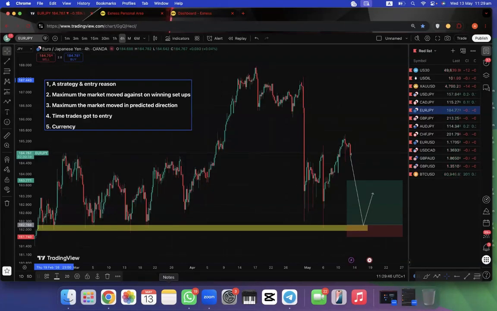Okay, so that is basically everything. There are still other things you can backtest on, but I don't want to make it complicated here.